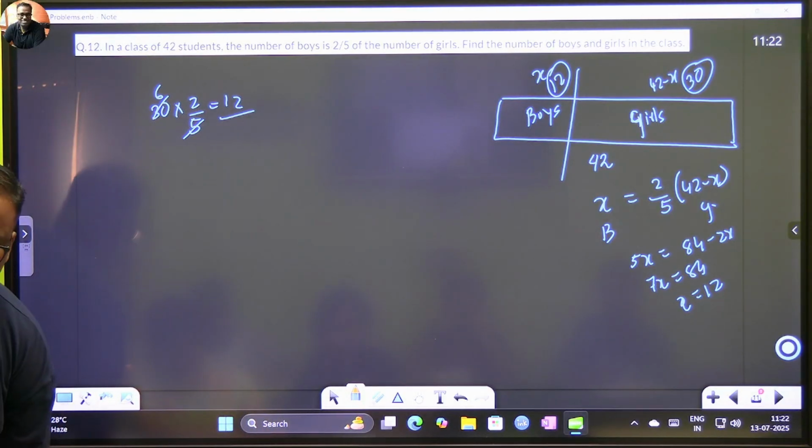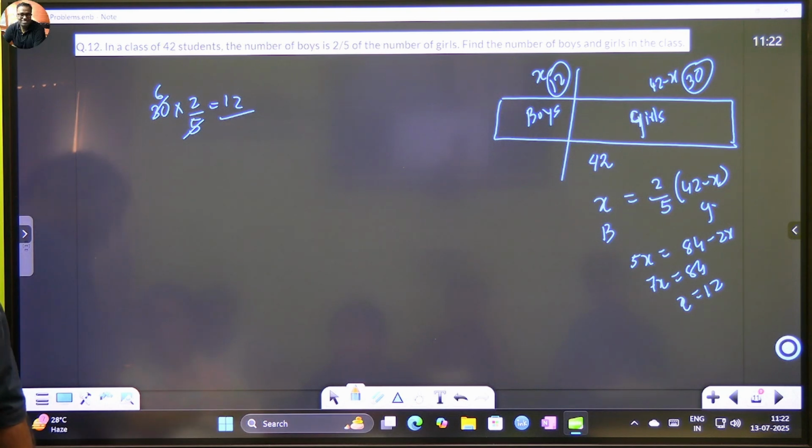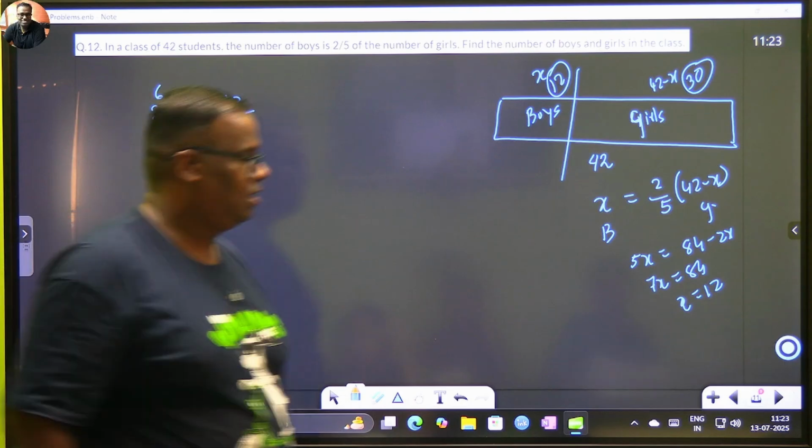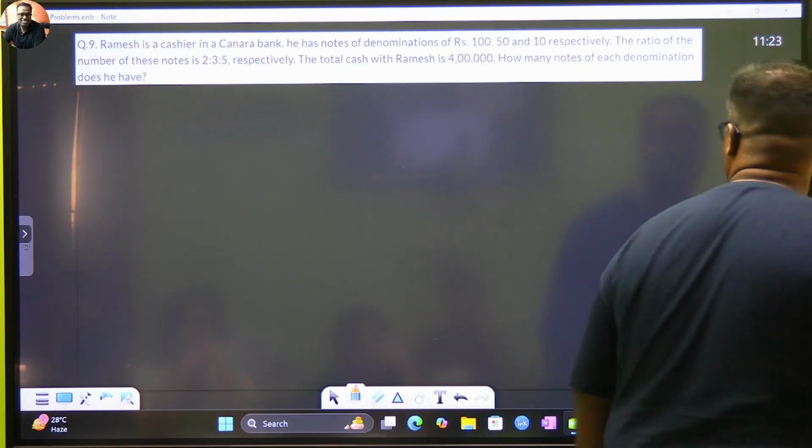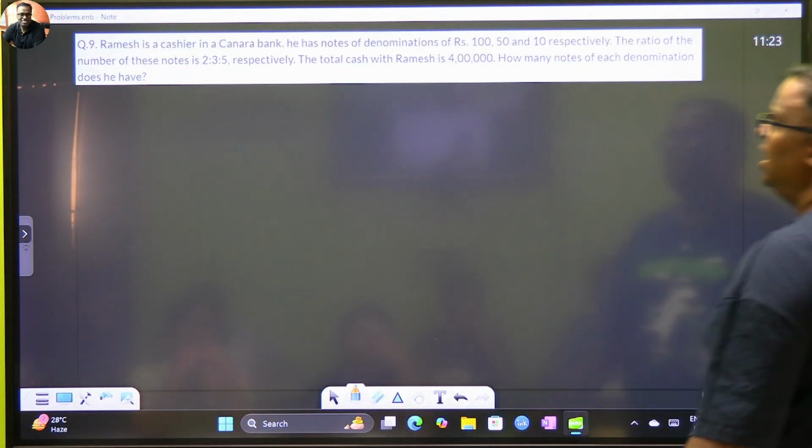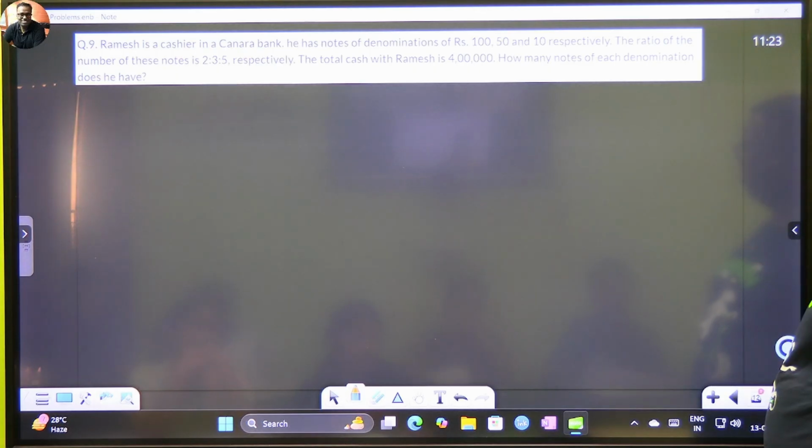Did you understand? This is where people get stuck, it gets locked up. Okay. One more. Okay, this is the last problem, I think. Yeah, it's the last problem.